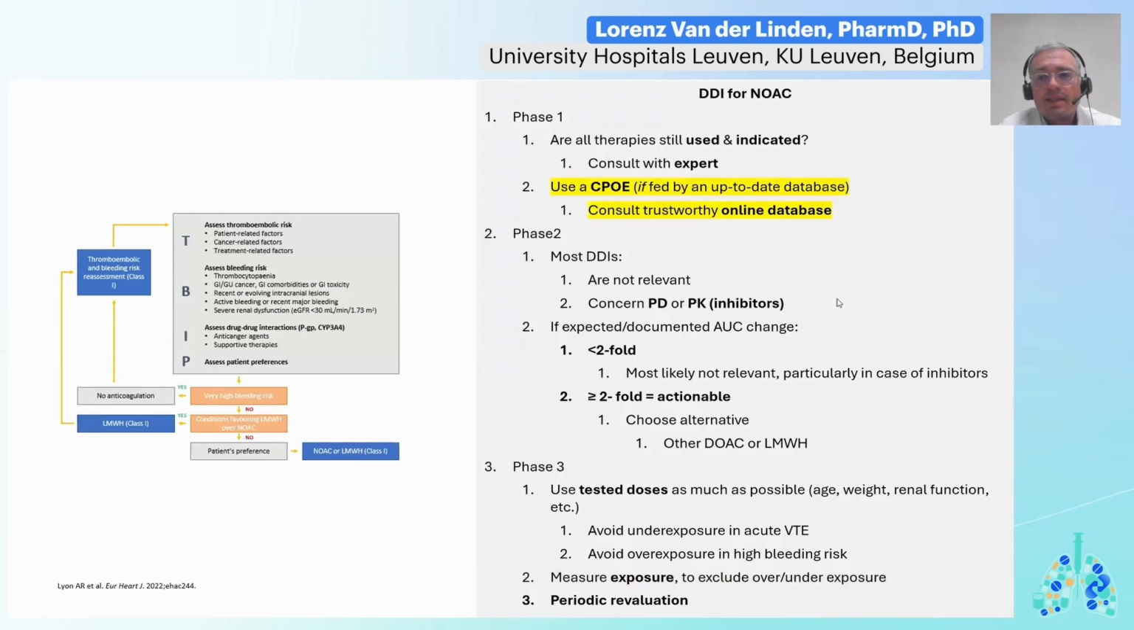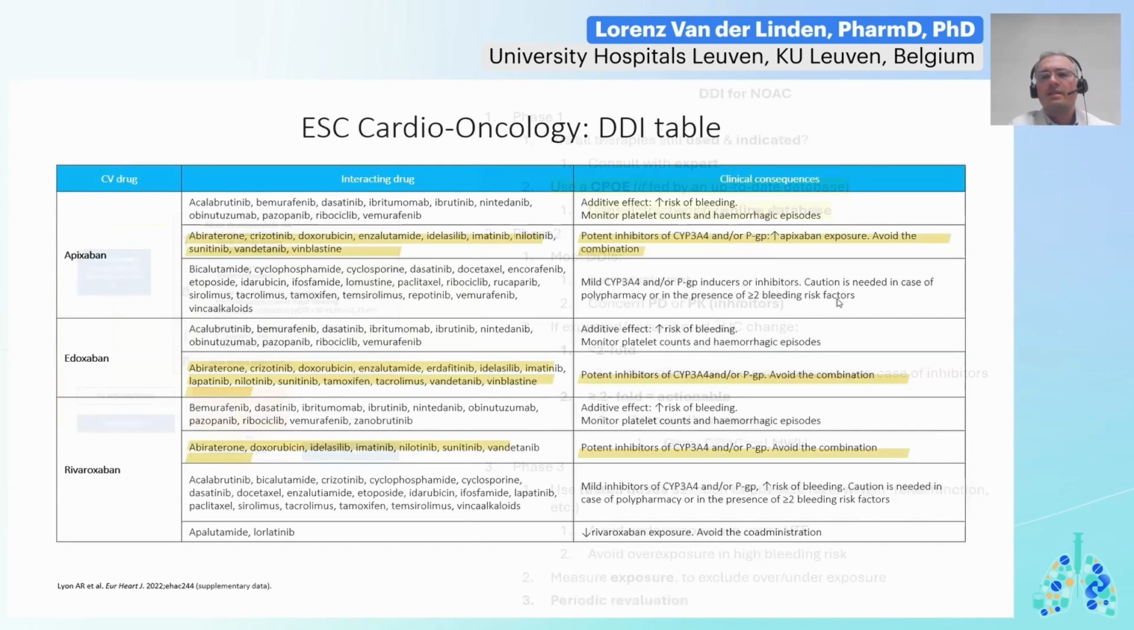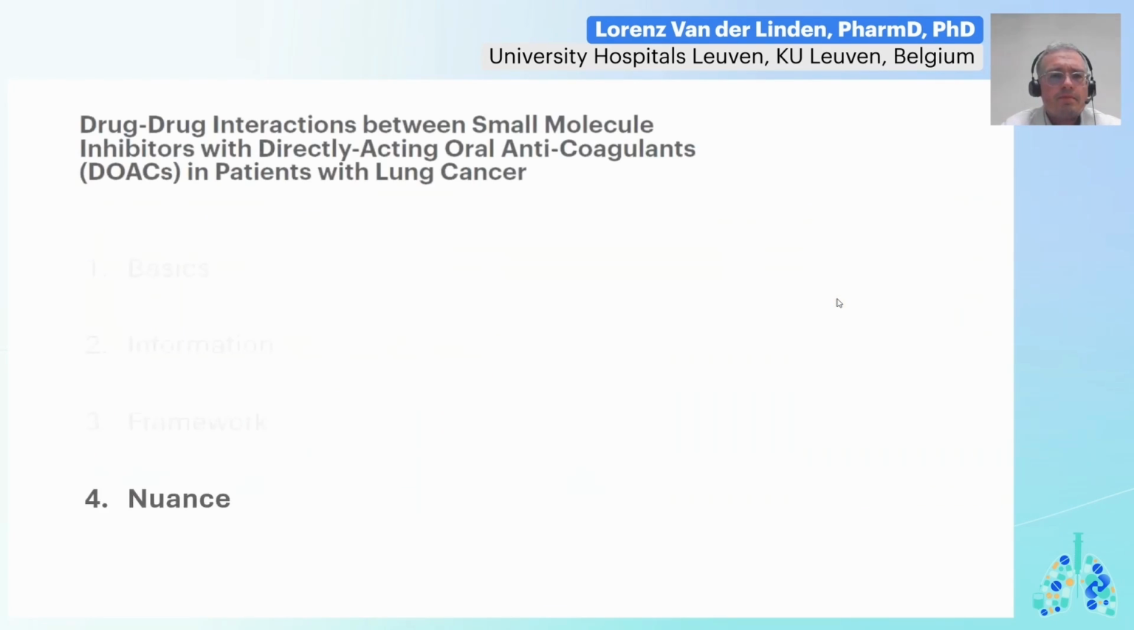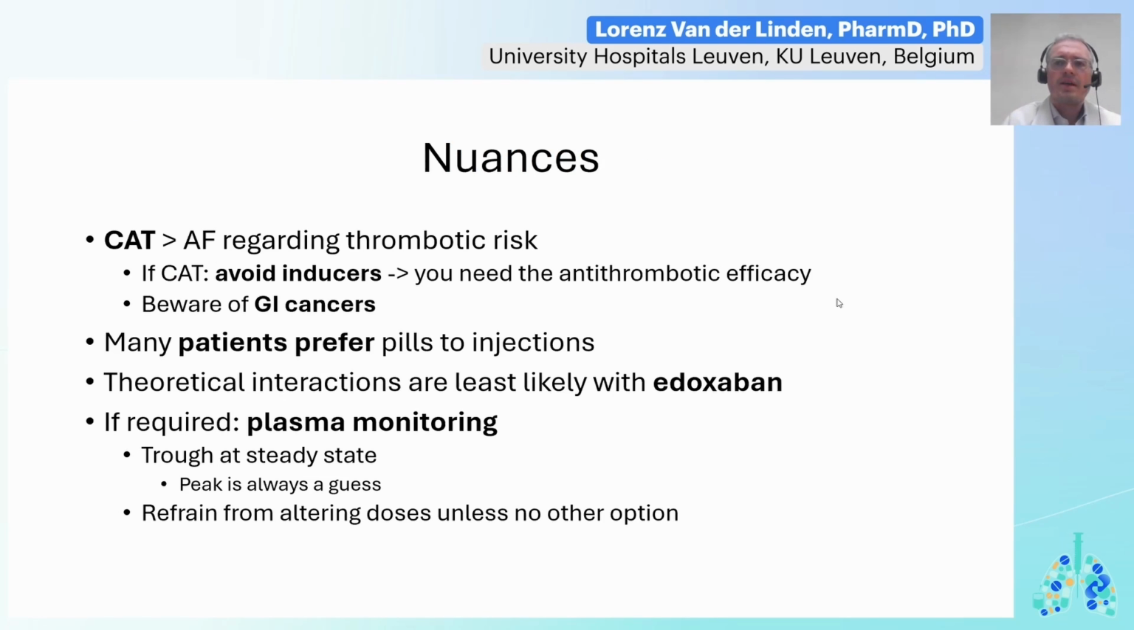Regarding those databases, I'd like to add that all published work is easily dated. For example, you can see here the table from the ESC guideline, not interactive, no background literature, difficult to use. What then to use? Well, you have multiple options, for example, the DDI manager as seen here. I've added some additional nuance, but this is just additional information.